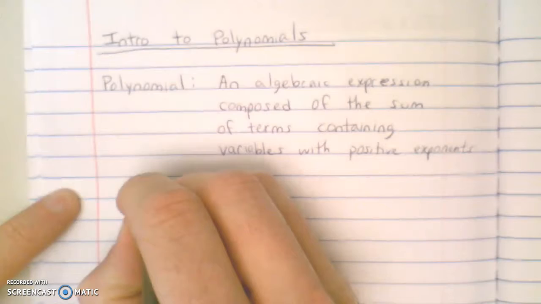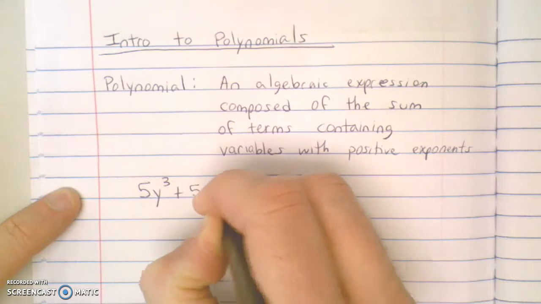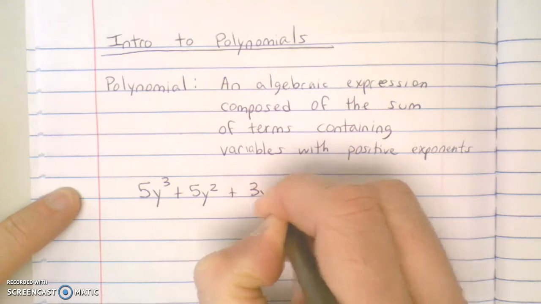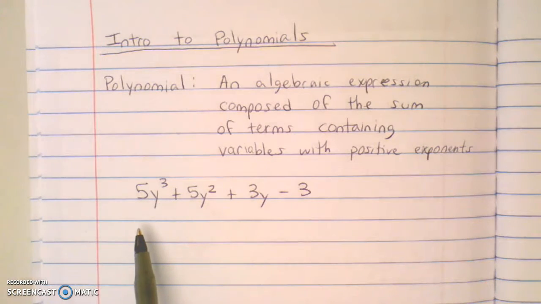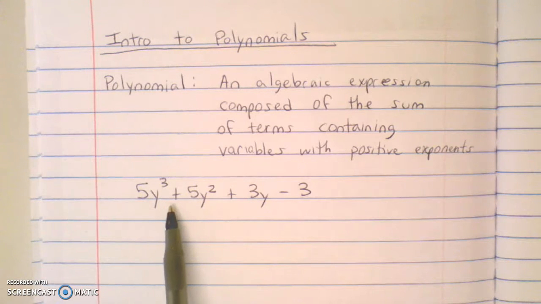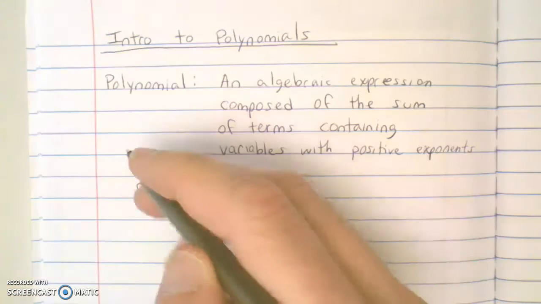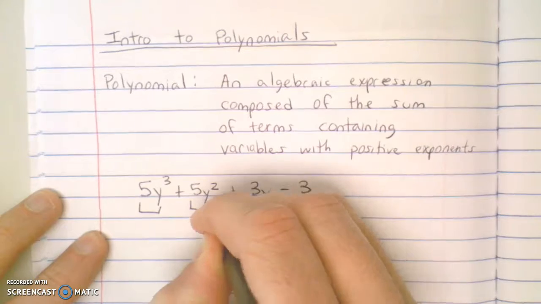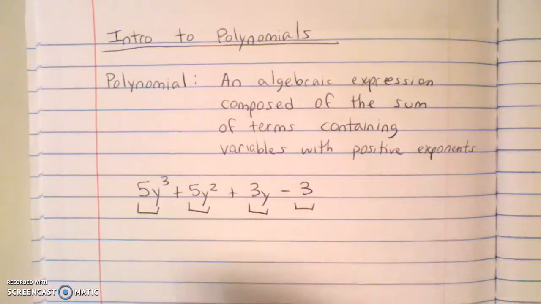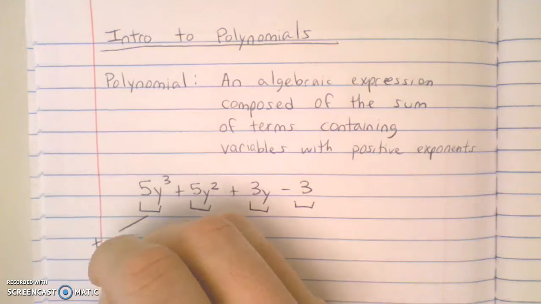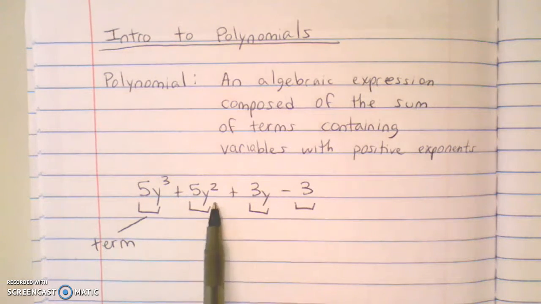So an example of a polynomial would be like 5y to the third power plus 5y squared plus 3y minus 3. So here we have a polynomial. It's an expression where you're adding different things together, or in this case, subtracting. Each term contains variables or letters with exponents. So this would be a term. The term is a thing separated by the plus or minus signs.